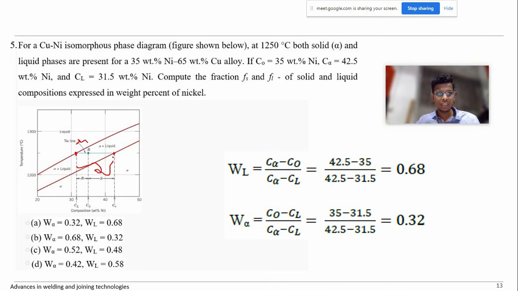Again, W alpha is given by C naught minus CL divided by C alpha minus CL. Basically, I take this difference divided by the whole tie line, where this point B is the lever. To calculate at this point, I take the distance near to it: C naught minus CL divided by C alpha minus CL. Substituting the values, I get 0.32. So the answer for question 5 is A, because 0.32 and 0.68.